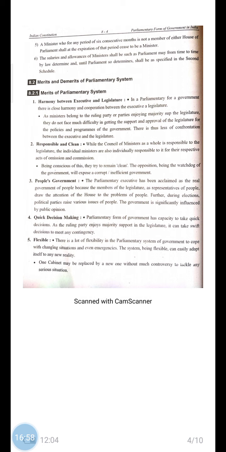Then flexibility. There is a lot of flexibility in the parliamentary system of government to cope with changing situations and emergencies. So this system is flexible and easy to adapt itself to the new reality. A cabinet may be replaced by a new one without any controversy, so it can tackle any serious situation.